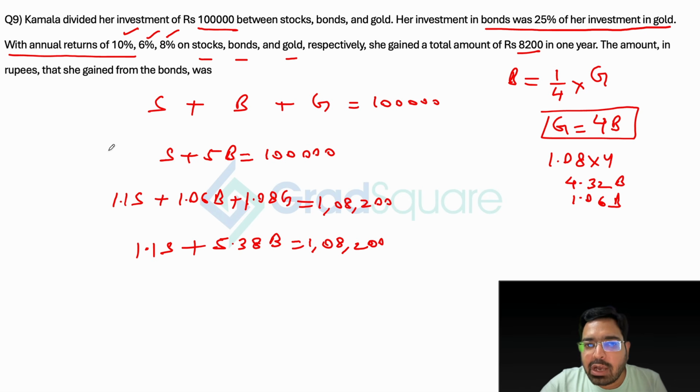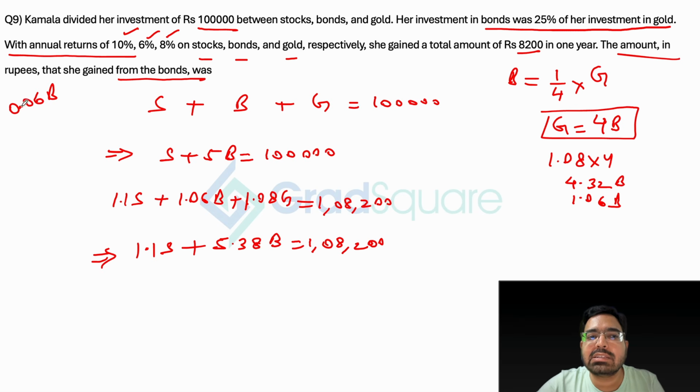Fair. Now you have one equation over here, you have one equation over here. I know I can get the values of S and B, but let's first understand what has been asked of me. The amount in rupees that she gained from bonds. So the amount of money that she gained from bonds was 0.06 times the value of B. So this is what I want to calculate, right? Now, I clearly know that S is something that I don't want, right? I want the value of B.